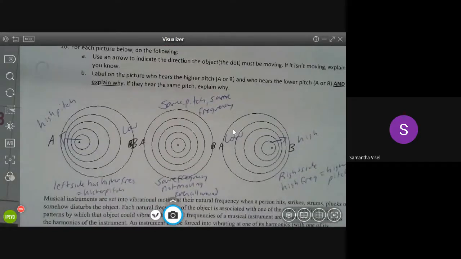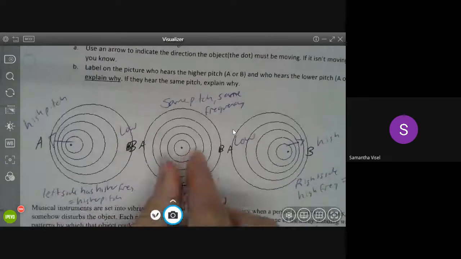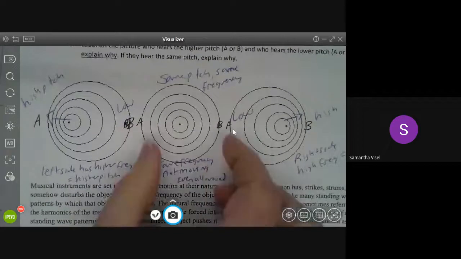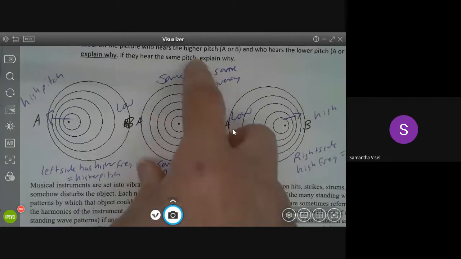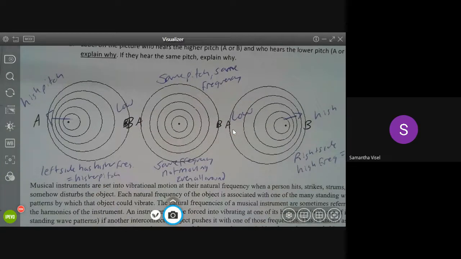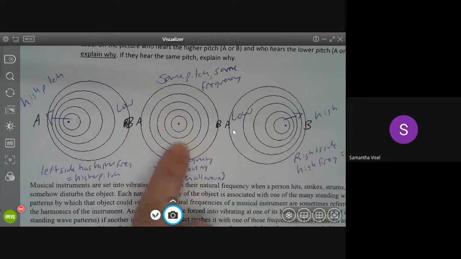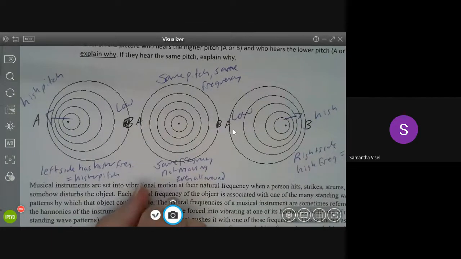More Doppler problems on the back, and so we're going to stick with the same idea: if something is stationary, then it doesn't matter who person A or person B is, or where their position is all around. If the wavelengths are even, that means the frequency is even, and so they're all going to hear the same pitch, no matter where their position is.